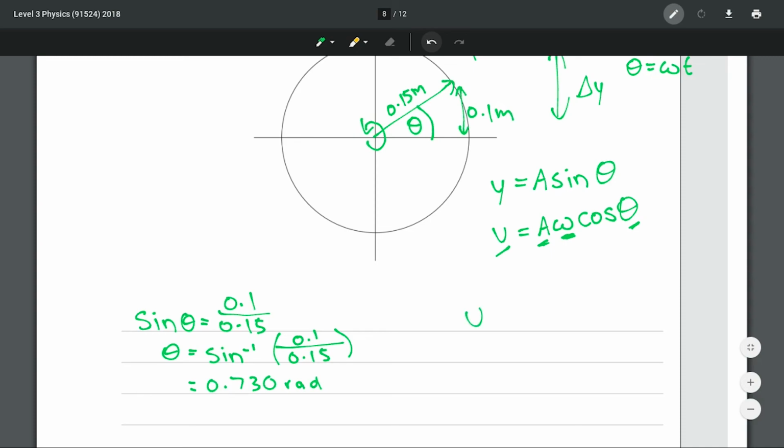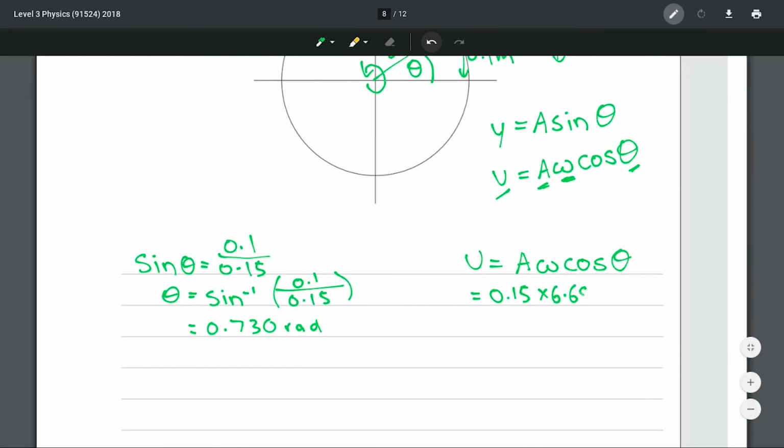Now we can use our equation that the velocity is A omega cosine of the angle, where we can just plug our numbers in, which gives me 0.747 meters per second to 3 significant figures.